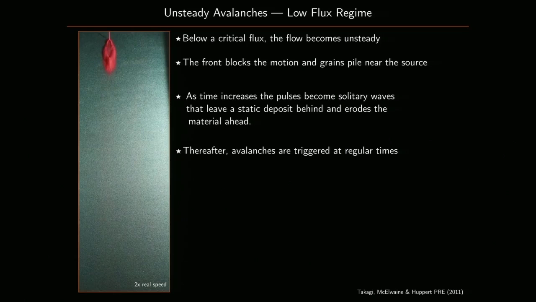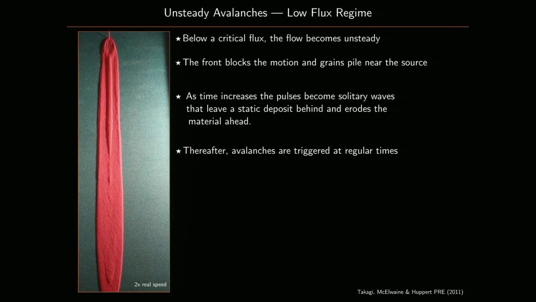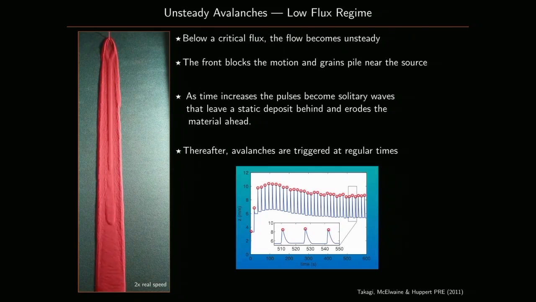We do the same experiment, but with a low mass flux. We see that the front doesn't have enough momentum to propagate continuously, and it comes to a halt, blocking the flow behind. Then it sends a backward-propagating wave until the source, and then grains pile up. The grains pile up until the surface inclination goes beyond the critical angle, and then it fails, triggering this avalanche like a solitary wave that propagates down to the deposit. Progressively, in the long-time limit, it becomes really periodic, these pulses.